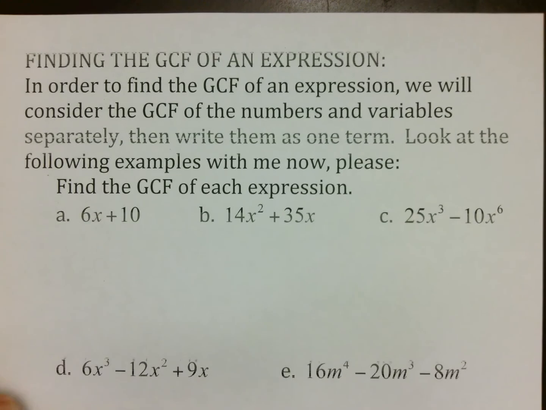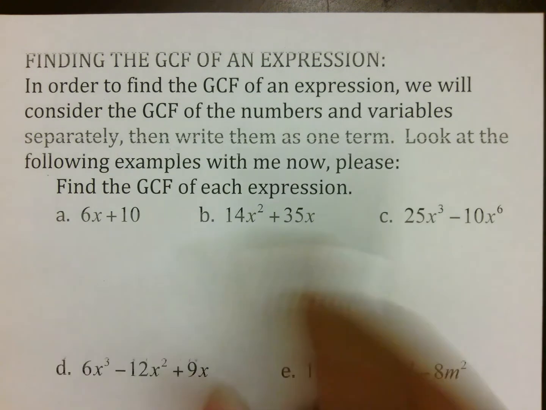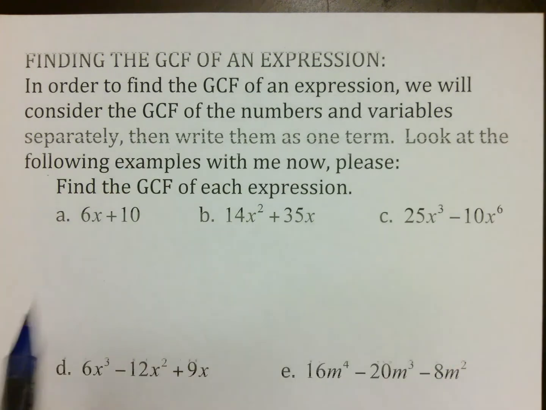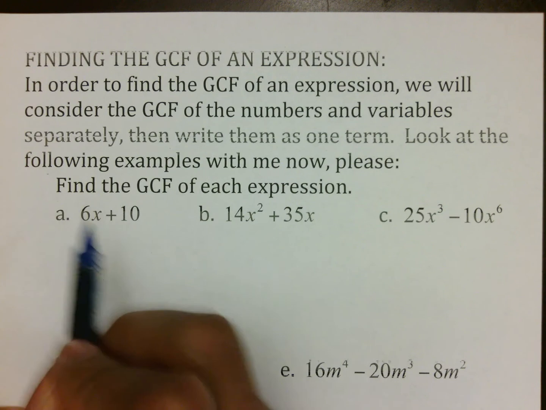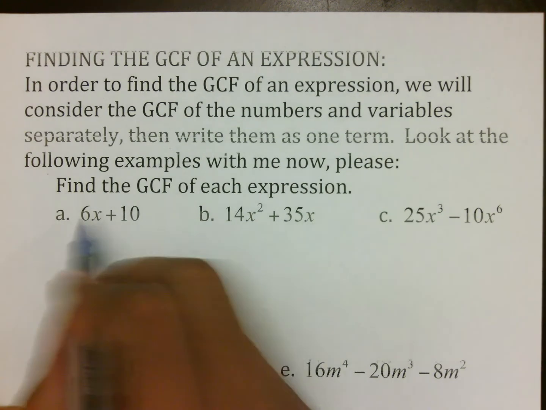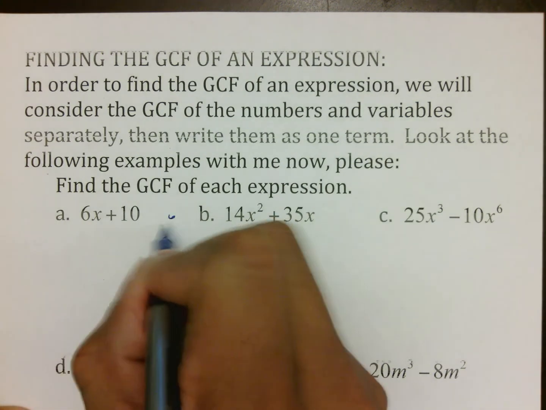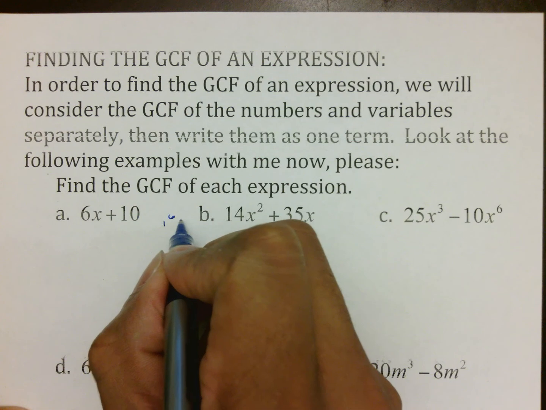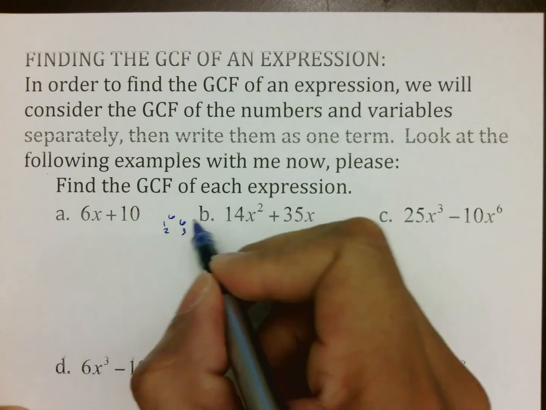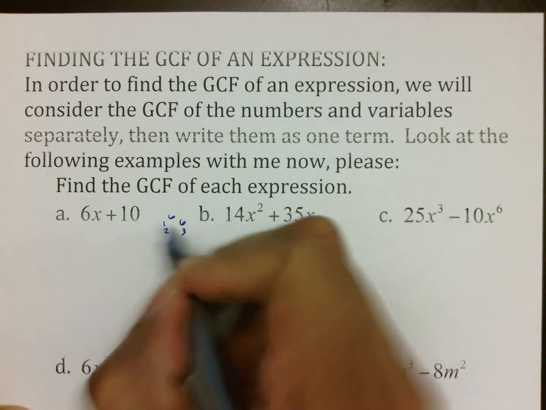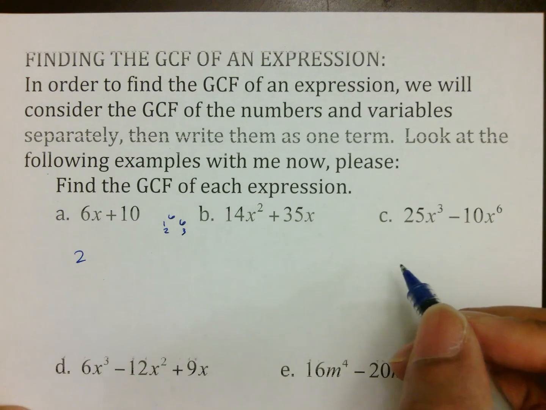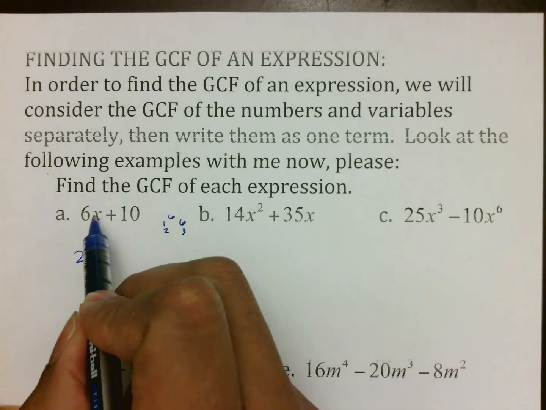So where we're going to stop today is just to find the GCF of an expression. But in order to do that, we have to consider the GCF of numbers and variables separately and then write them as one term. So work through these examples with me and then get ready to go ahead and get your practice on your own. Again, each part separately. 6 and 10. If you don't know what it is, just do your GCF for 6 or your factor tree for 6, 1 and 6, 2 and 3. 6 doesn't go into 10, 3 doesn't go into 10, 2 goes into 10. Now here's where you have to be careful. This has 1 x.